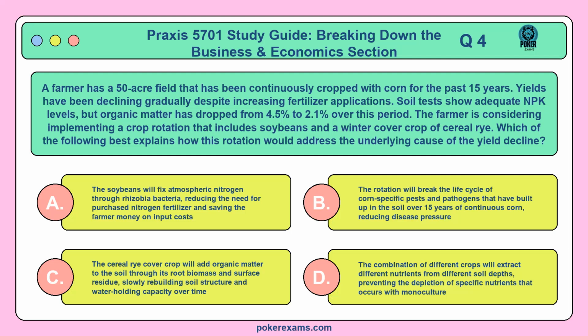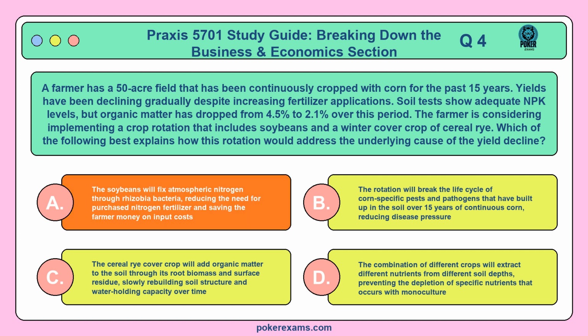Question 4. A farmer has a 50-acre field that has been continuously cropped with corn for the past 15 years. Yields have been declining gradually despite increasing fertilizer applications. Soil tests show adequate NPK levels, but organic matter has dropped from 4.5% to 2.1% over this period. The farmer is considering implementing a crop rotation that includes soybeans and a winter cover crop of cereal rye. Which of the following best explains how this rotation would address the underlying cause of the yield decline?